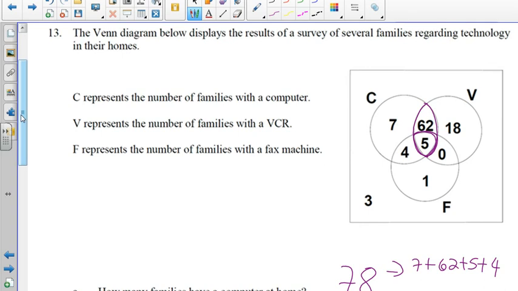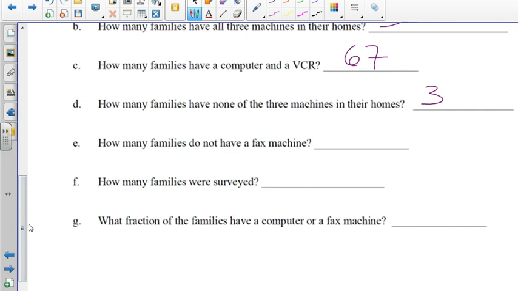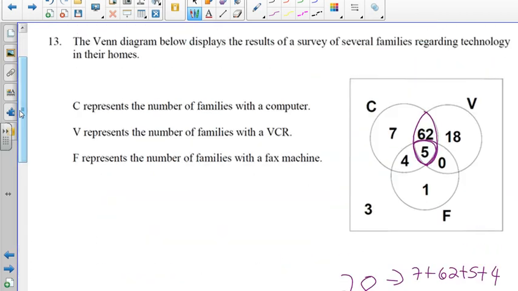How many have a fax machine? A lot. So how many don't have a fax machine? Quite a bit more. How many families were surveyed? What fraction of the families have a computer or a fax machine? So how do we get computer or fax? Both the B and the C. 89. So we had these and these, but we don't want to add these twice, right? So 7, 69, 79, right? Yes.